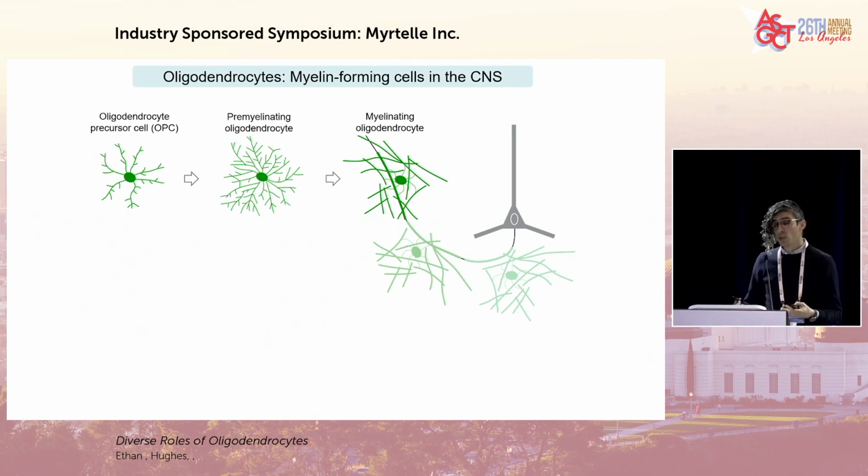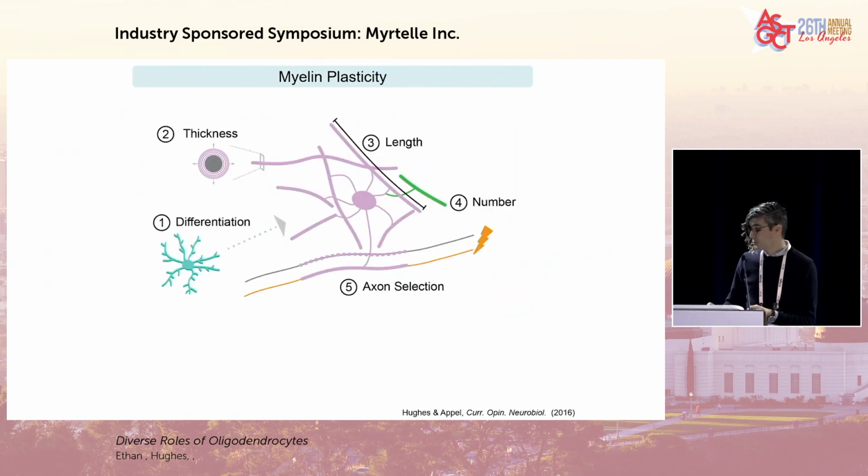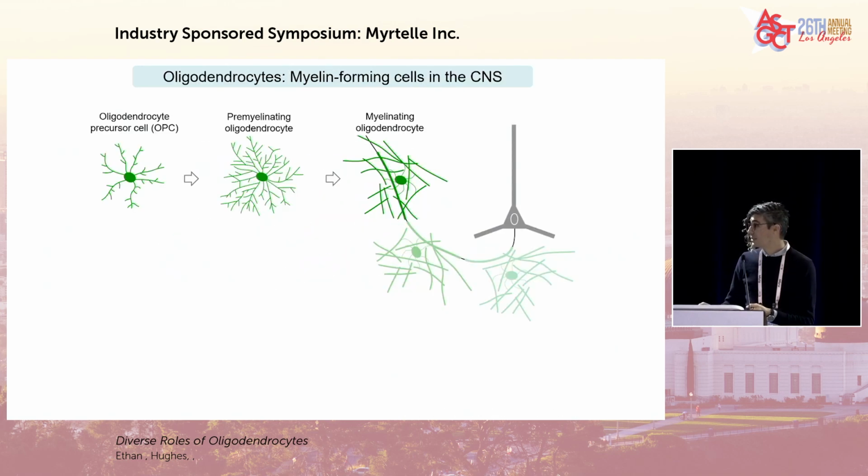And oligodendrocytes are generated through a process of differentiation from an oligodendrocyte precursor cell. These precursor cells are quite interesting. They tile the entire central nervous system, and they continue to produce new oligodendrocytes throughout life, not just in the early developmental phases when myelination is most known to be dramatically increasing.